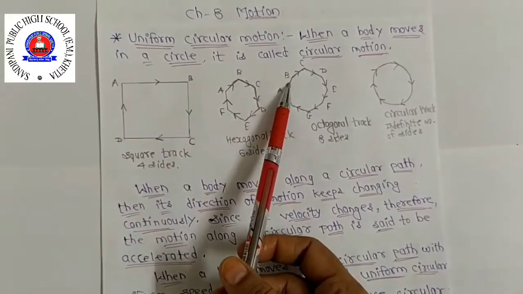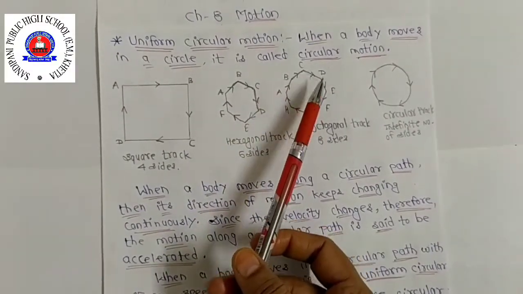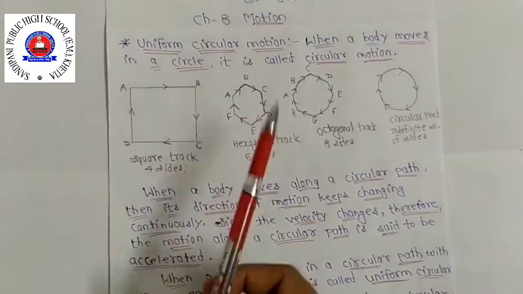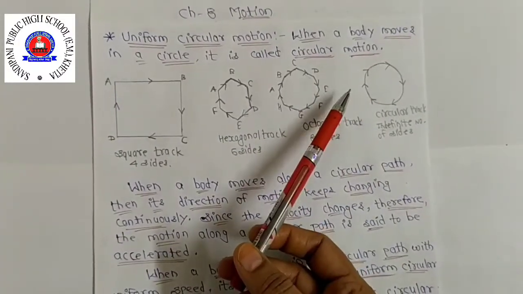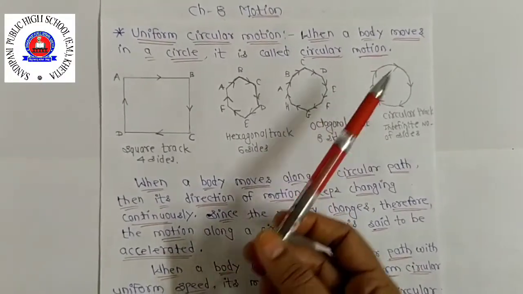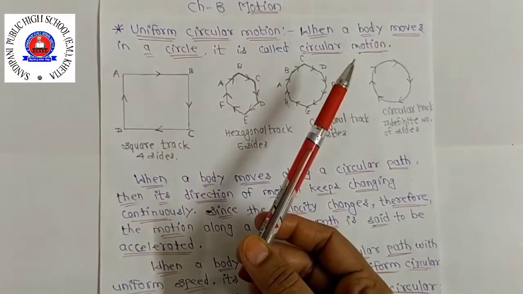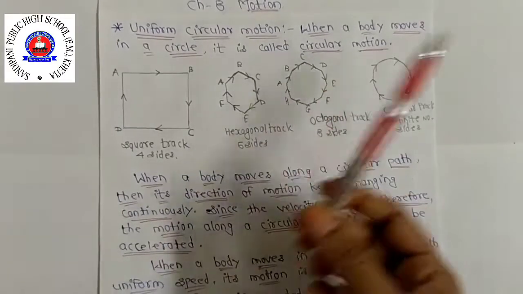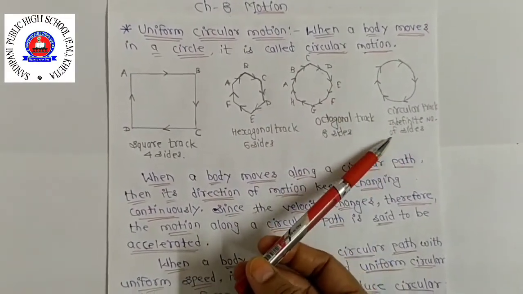Suppose here is an octagon: 1, 2, 3, 4, 5, 6, 7, 8. 8 times. Now if the track has an indefinite number of tiny sides, then the shape of the track becomes a circle. So it becomes a circular track. Clear? When the athlete runs along a circular track, his direction of motion changes continuously, because there are indefinite number of sides.